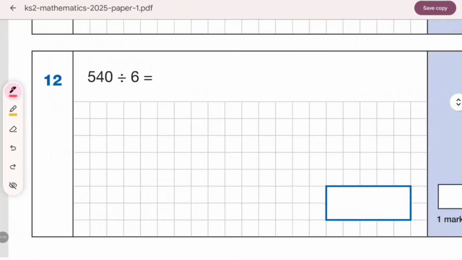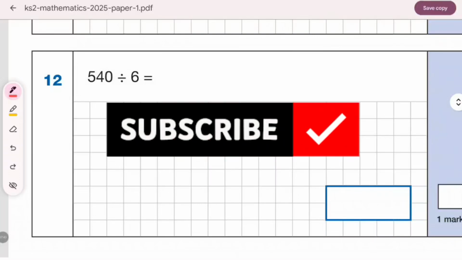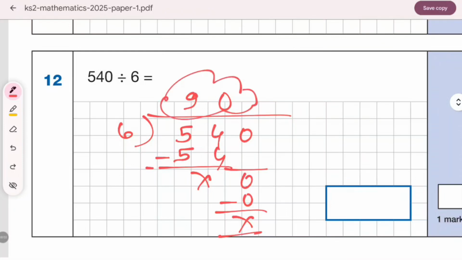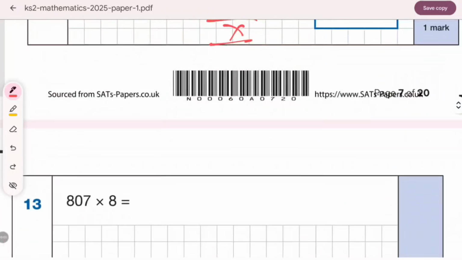Question number 12, we have a simple division. Actually, we just need to divide 540 by 6. So yes, we will write 6 and we will use the long division method. So we know that in the 6 table, 54 comes by 9 times. So 54 will cancel out. We have the 0, and 0 comes in the 6 table by 0 times. So yes, we will get the 0. Cancel it out. So finally the answer we will have is 90. So 90 will be the correct answer for question number 12.